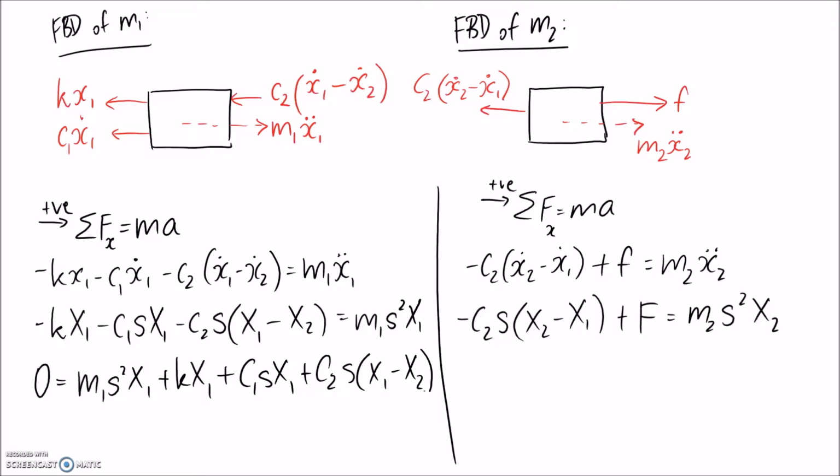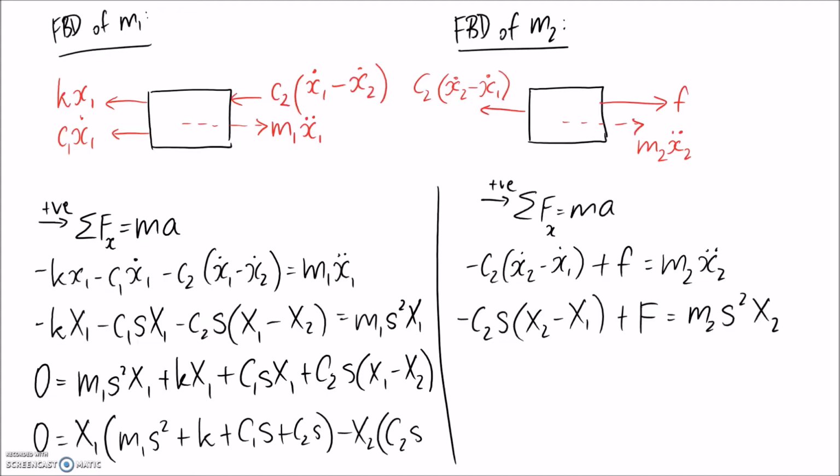Okay, and now what I want to do is factorize out each of my unknowns, so x1 and x2. Starting with x1, we've got m1 s squared, we've got a k here, and we've got c1 s, and we've also got c2 s. Then we want to factorize everything that's got an x2 in it, and I think all we've ended up with is this bit here. So I'm going to put minus x2 c2 s.